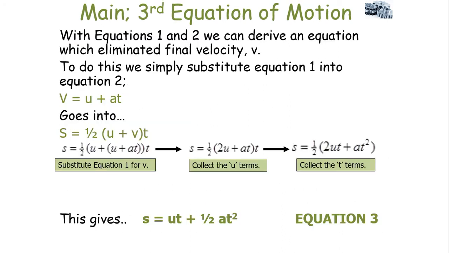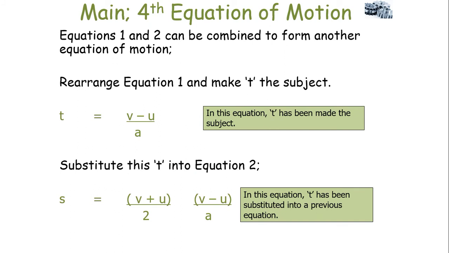Now, with equations 1 and 2, we can derive an equation which eliminates the term V. What we do is substitute the first equation, V equals U plus AT, into the second equation, S equals U plus V over 2 times T. So you sub in the expression for V, you collect the U terms together, then you collect the T terms together. This gives you your third equation of motion: S, displacement, equals UT plus a half AT squared.